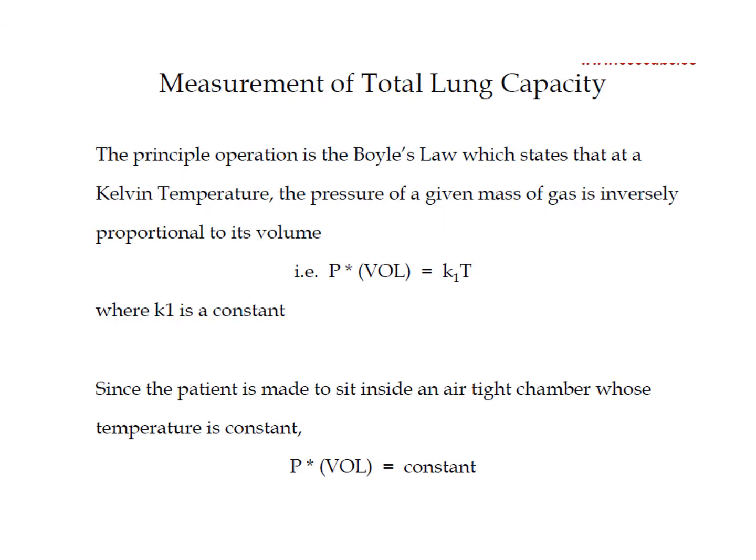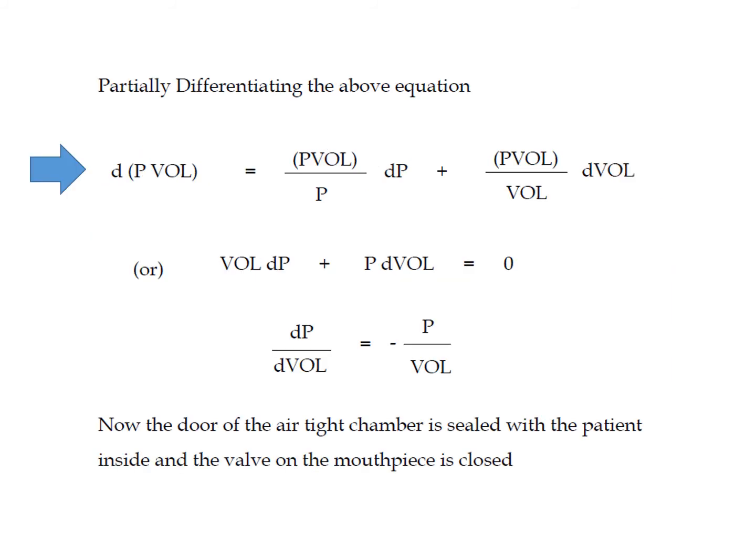That is, P times volume equals K1 times T, where K1 is a constant. Since the patient is made to sit inside the airtight chamber whose temperature is constant, P times volume equals constant. Partially differentiating the above equation, d(P·V) equals P dV plus V dP, which equals zero. Or V dP plus P dV equals 0. Finally, dP by dV equals minus P by V.